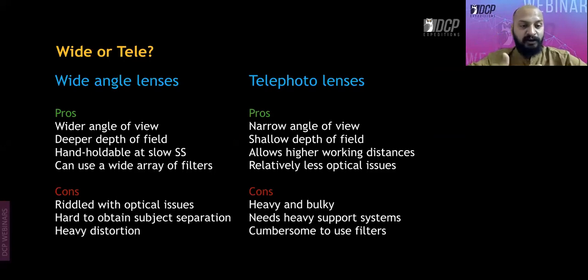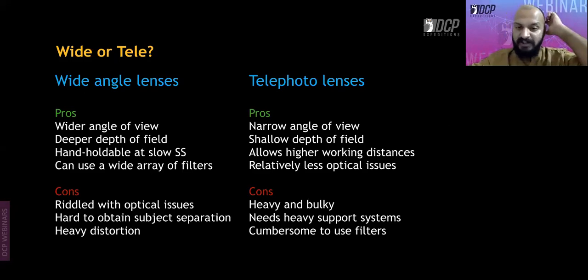Wide-angle lenses have a very wide angle of view. They have a nice deep depth of field. They're handholdable at slow shutter speeds because of their lower focal length. You can use a wide array of filters, and the filters can be of any brand. You don't need special filters.